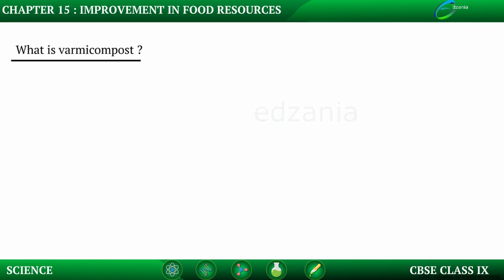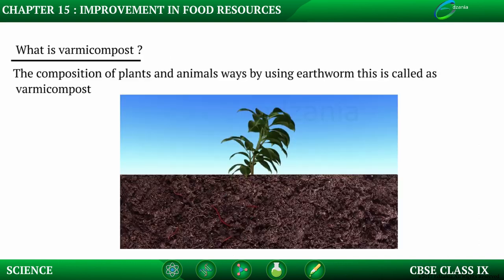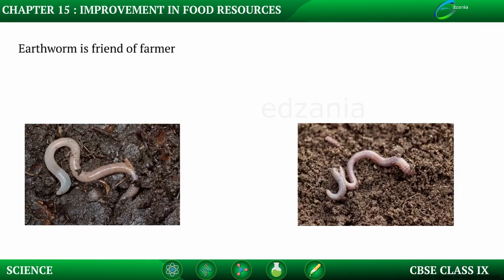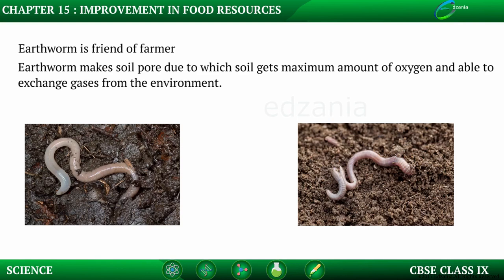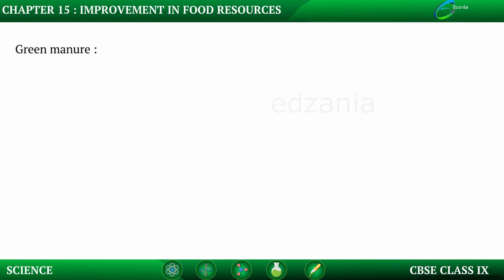Then what is vermicompost? Decomposition of plant and animal waste by using earthworms. This is called vermicompost. You all know that earthworm is a friend of the farmer. Why? Because it makes soil porous, because of which soil gets maximum amount of oxygen and is able to exchange gases from the environment.